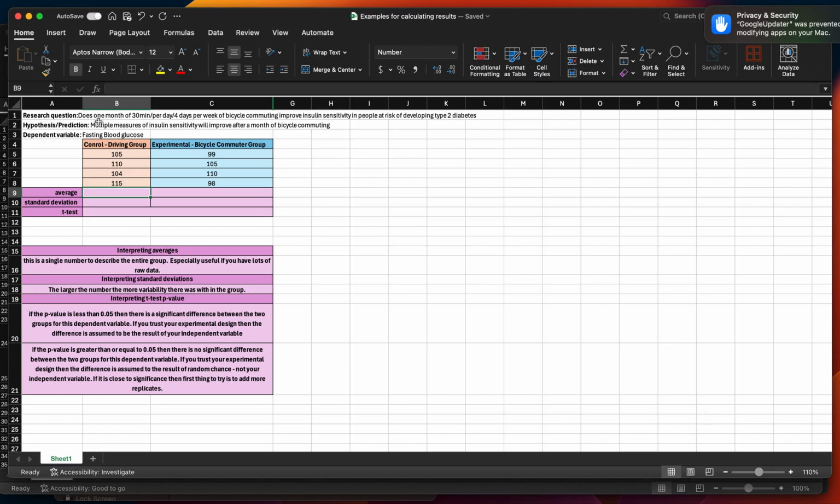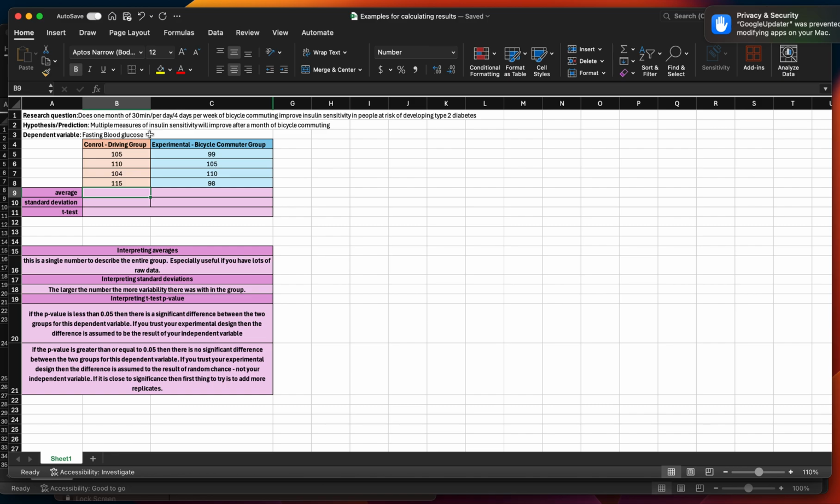Alright, so my research question in my example was: does one month of 30 minutes per day, 4 days per week of bicycle commuting improve insulin sensitivity in people at risk of developing type 2 diabetes? Hypothesis and prediction: multiple measures of insulin sensitivity will improve after a month of bicycle commuting. The dependent variable that I'm going to show here, among multiple that I would have measured in this example study, is fasting blood glucose. What is blood sugar, blood glucose, right after waking without having a meal?